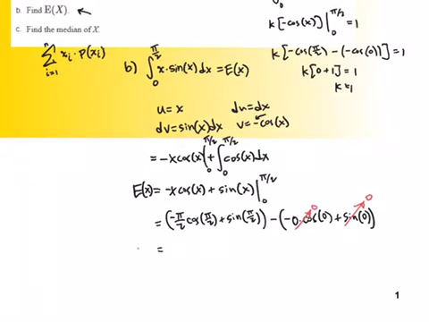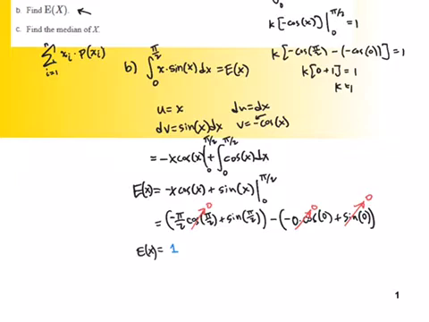All right, so the expected value of x will be negative pi over 2 times cosine of pi over 2. Cosine of pi over 2 is 0. Therefore, sine of pi over 2 is 1. The expected value of x is 1.